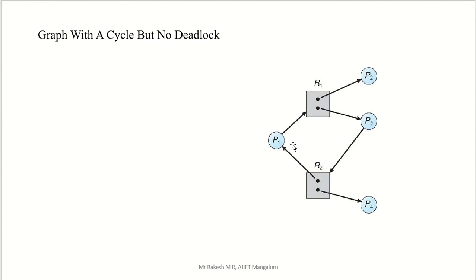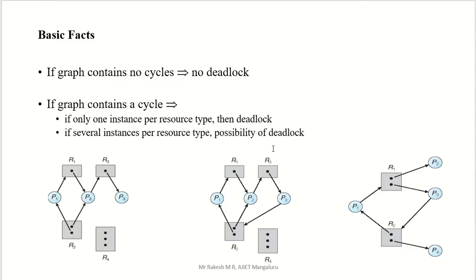There is no deadlock in this graph, and we can compare these 3 slides now. If the graph contains no cycle, there is no deadlock. Okay, this is the condition you have to remember: no cycle, no deadlock. But if there is any cycle, there are 2 conditions. If there is only 1 instance per resource type, then definitely there is a deadlock. You can see only 1 instance is there. Here we have 2, no problem.